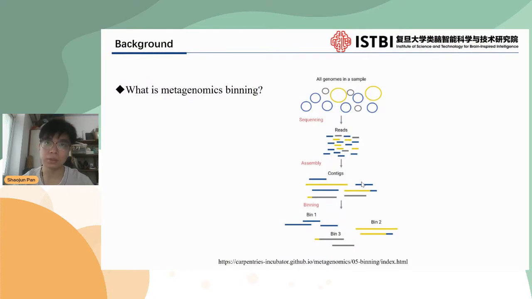Metagenomic sequencing is commonly used to study microorganisms in the environment without a need for culturing. The standard approach of analyzing metagenomic data is to first assemble short reads into longer contigs and then use what we call binning, grouping the contigs into bins. And each bin is predicted to contain contigs from the same genome.